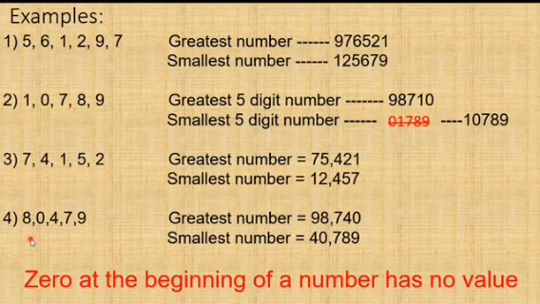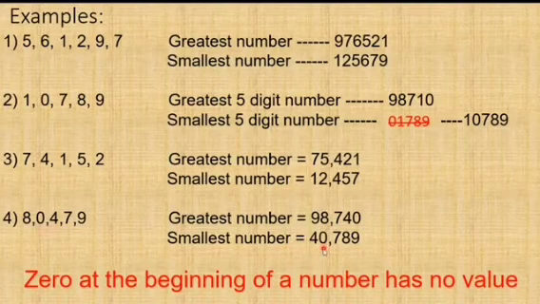Similarly, the greatest number in this set, which has a 0 again, is 98740. But for the smallest number, I cannot start with a 0. Remember, children? So what do we do? The next smaller number is 4. So I give preference to that and take it to the first place.